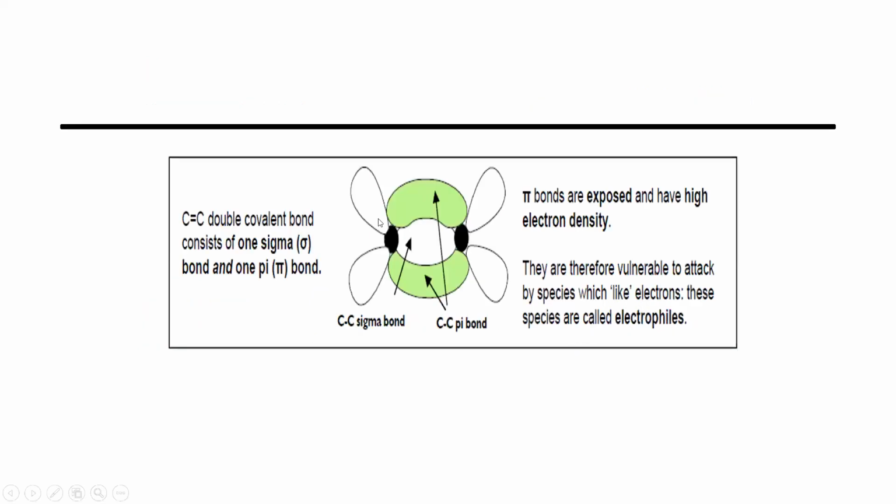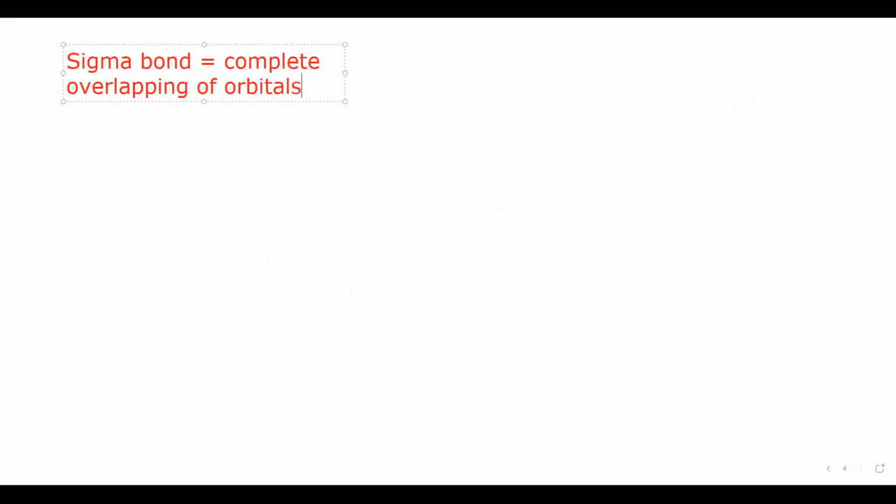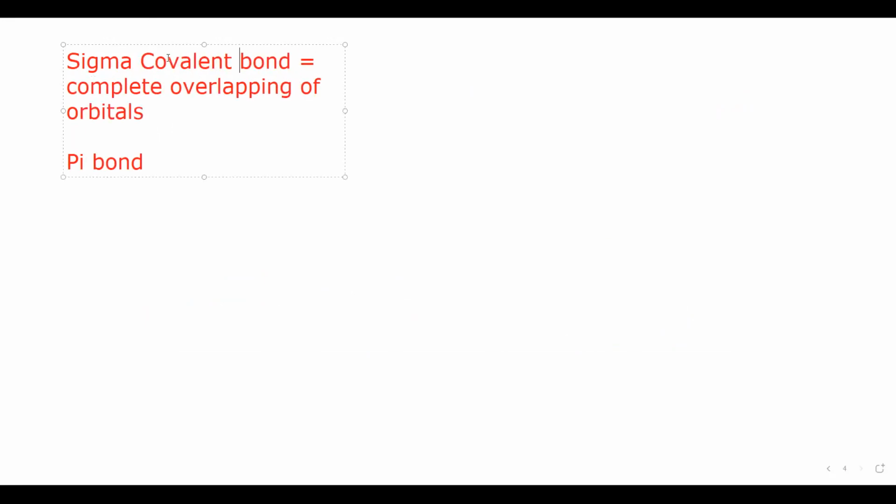Now sigma and pi bonds. What is the concept of sigma and pi bonds? Basically, sigma bonds are formed by complete overlapping of the orbitals. Whereas pi bonds, pi covalent bond, both are covalent. In terms of strength, the bond can be a sigma covalent bond, or it can be a pi covalent bond.